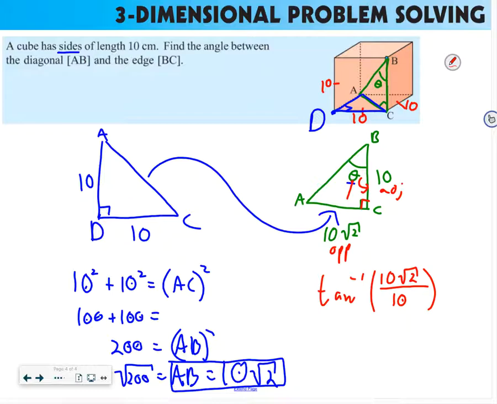Okay, so as I put that in my calculator, I'm going to find that this is equal to theta, and theta is equal to 54.7 degrees. Okay, so that concludes our notes tonight. Highlight any questions you might have and bring them to class tomorrow.